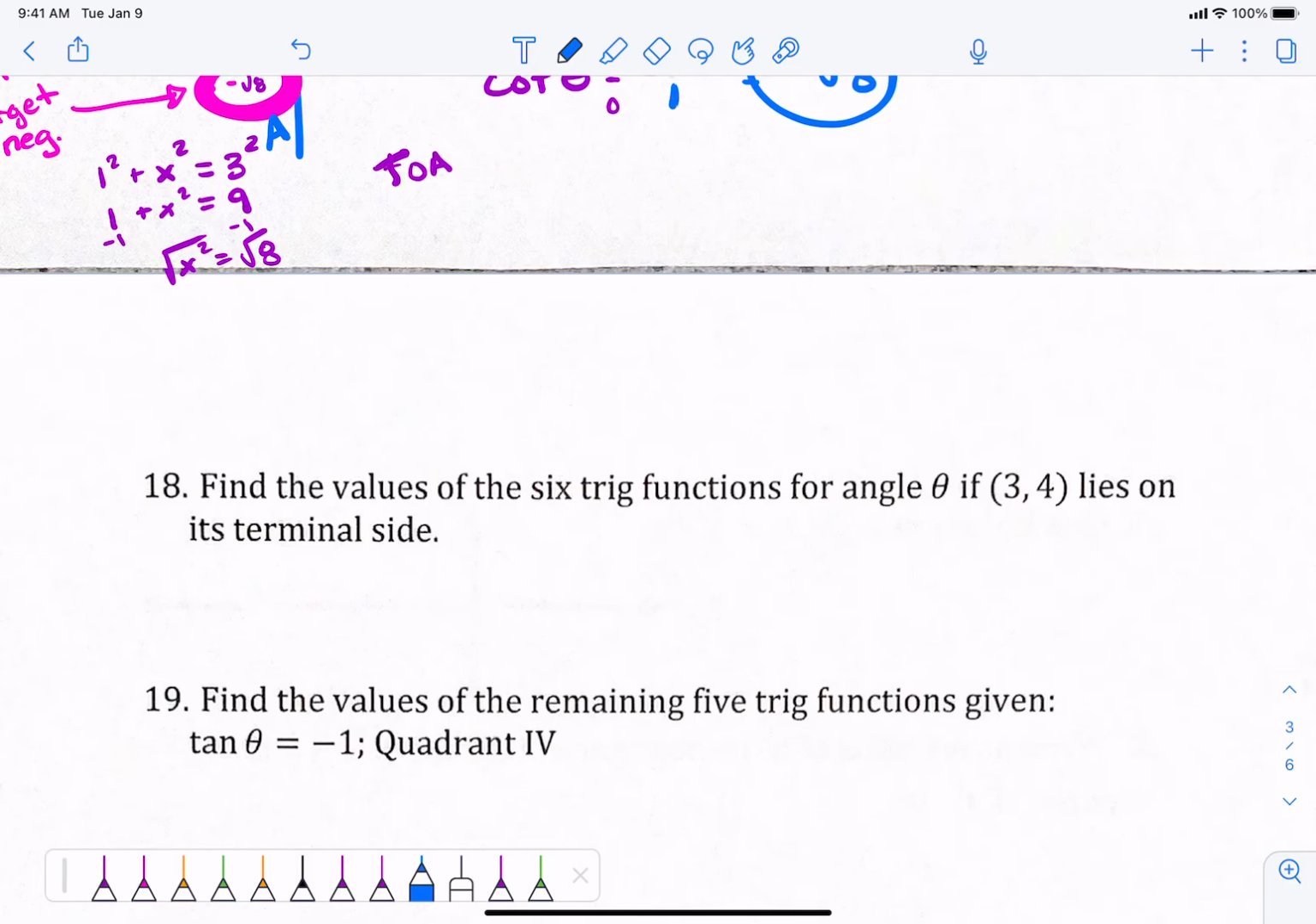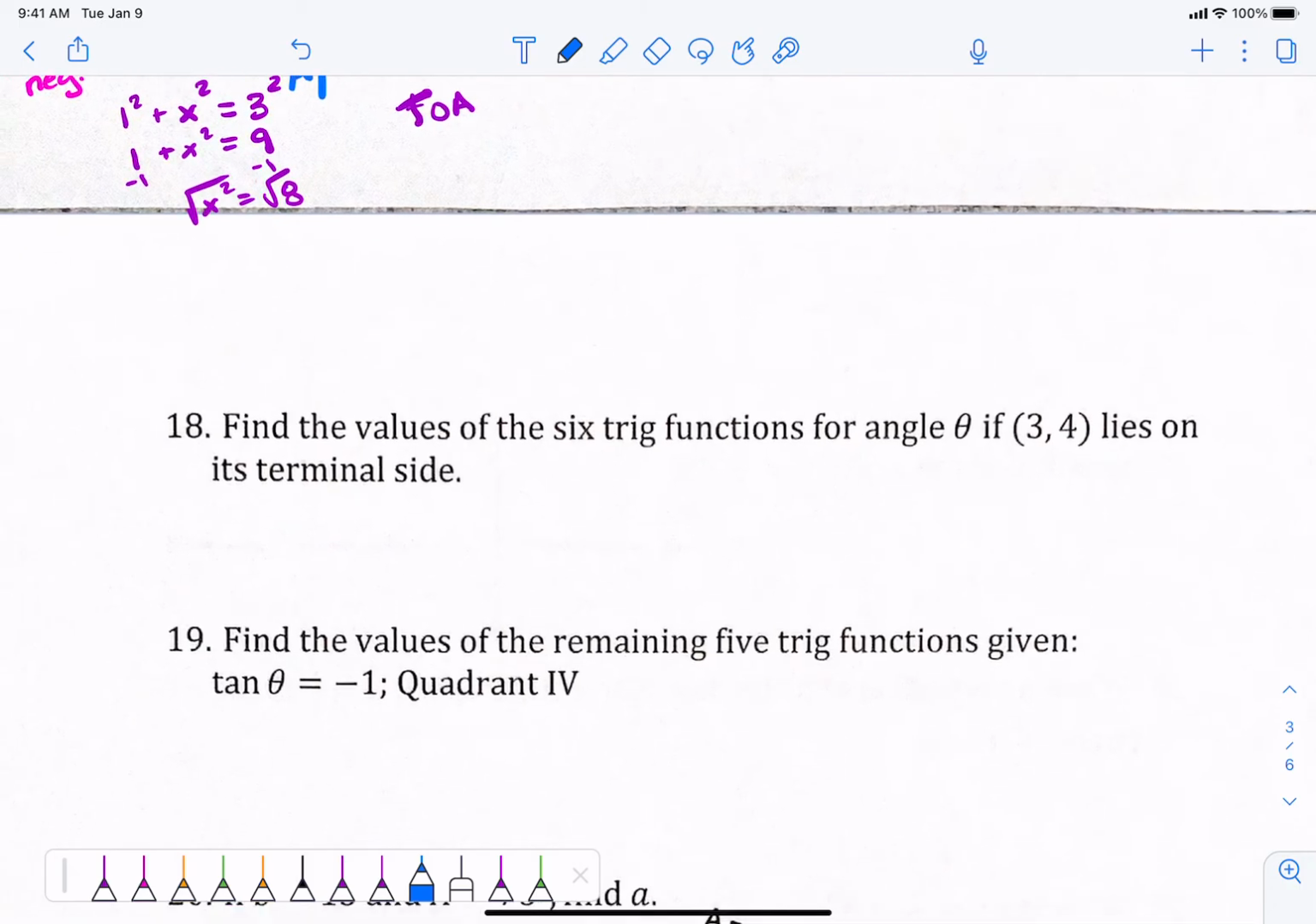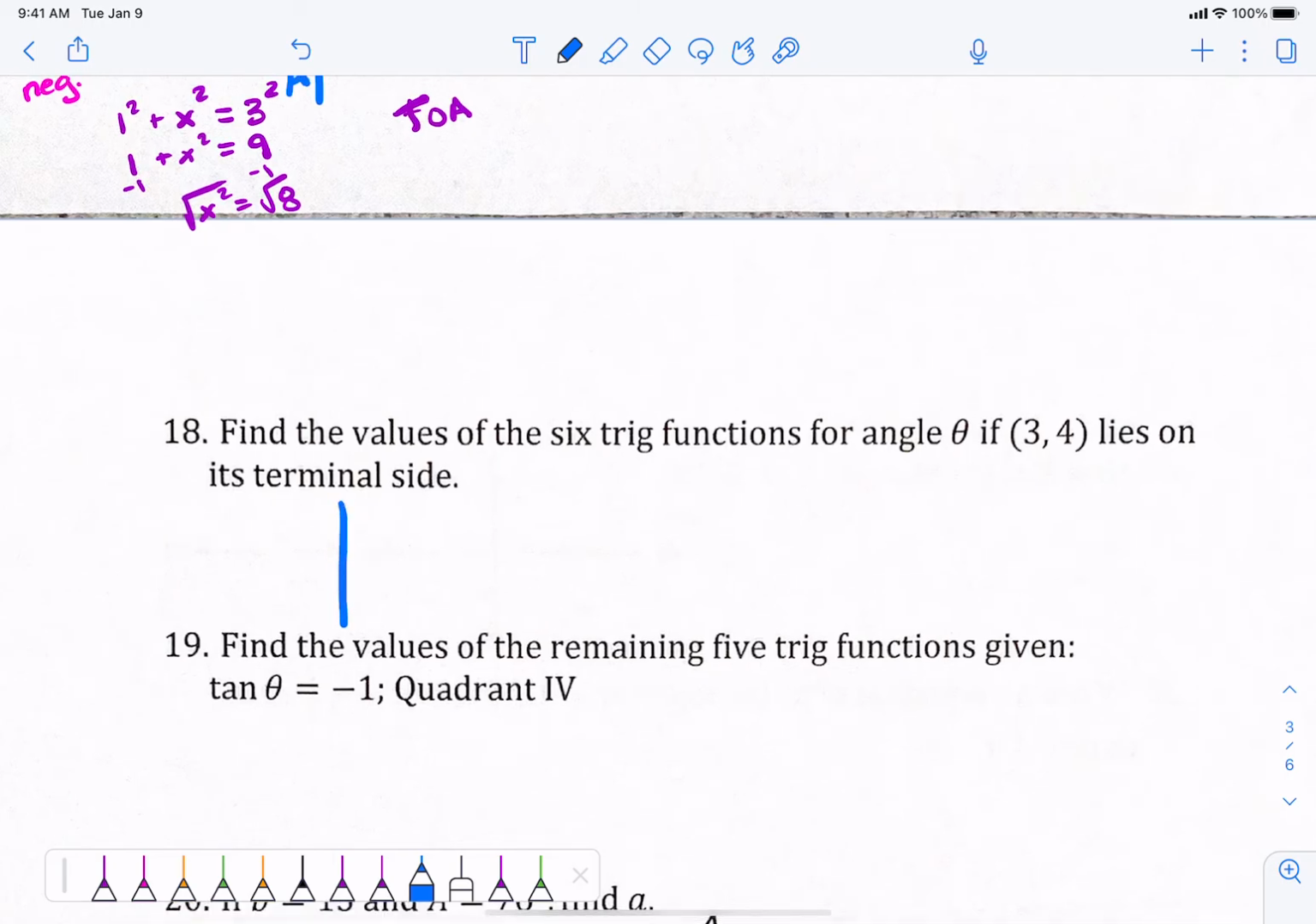Number 18, find the values of the 6 trig functions if the angle 3, 4 lies on the terminal side. So what do we do with this?